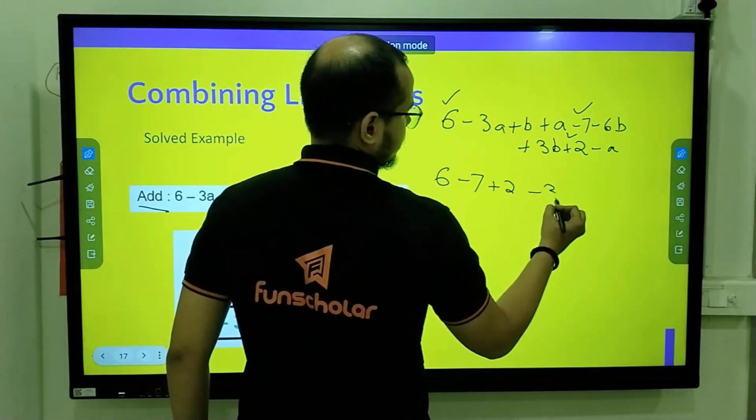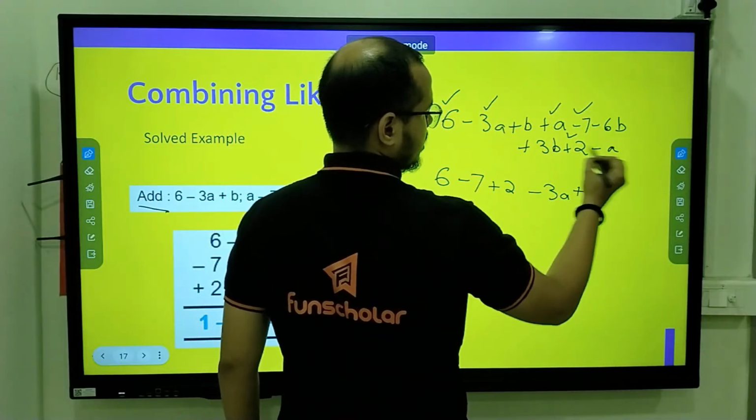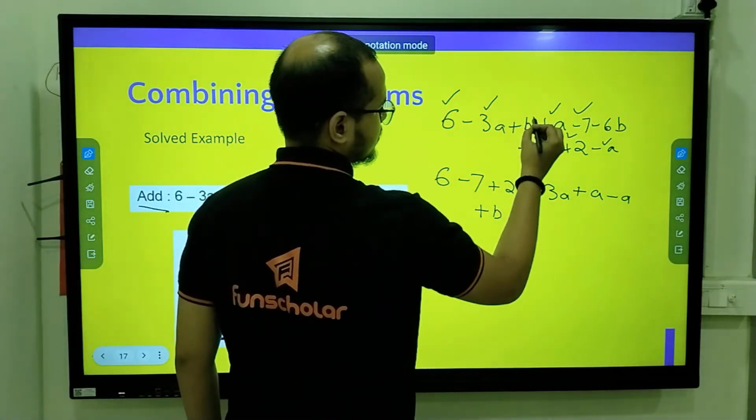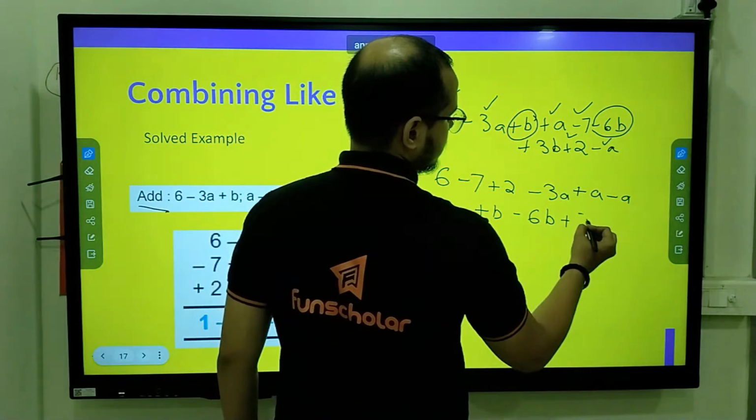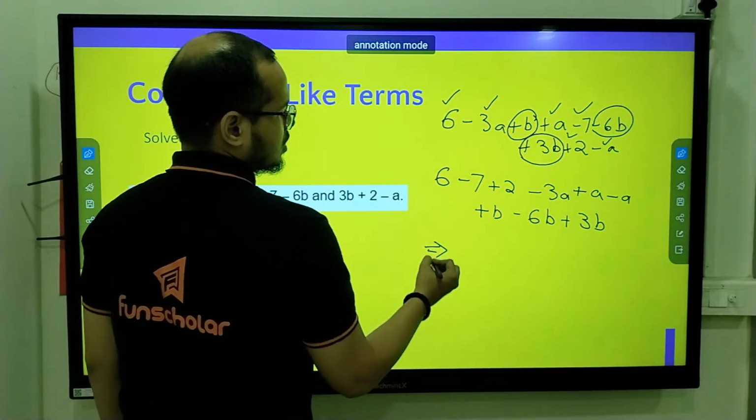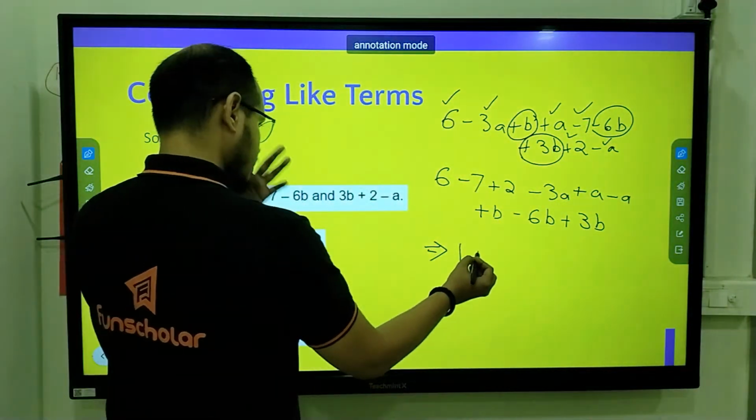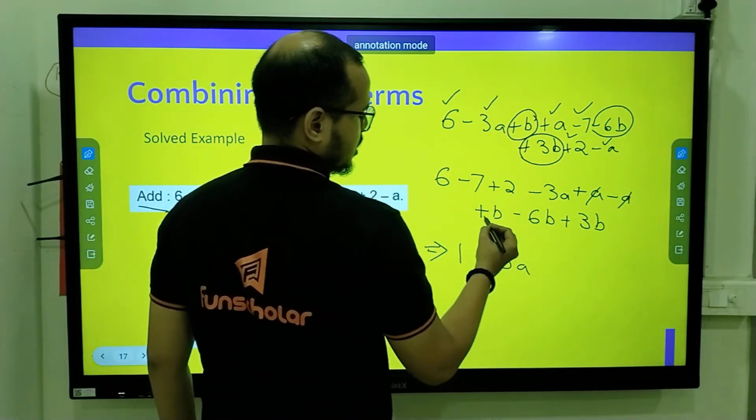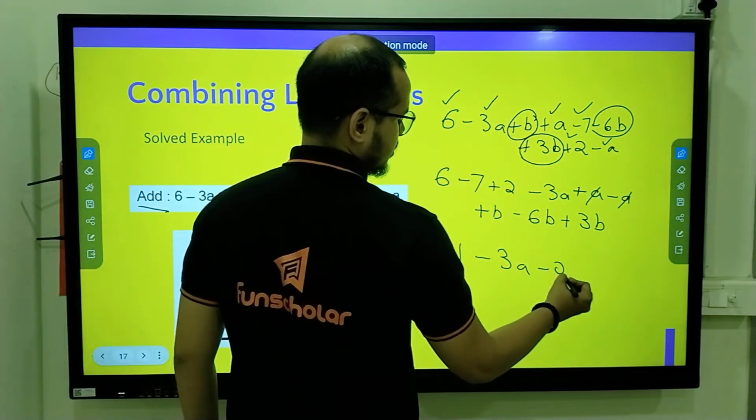Next we have -3a. We'll be taking all the a terms: -3a plus a, then minus a. Then it's time for the b terms: plus b, this is done, then -6b, then plus 3b. Now let's calculate this. 6 plus 2 is 8, 8 minus 7 is 1. Then plus a cancels out, leaving -3a. Then plus b plus 3b is 4b, minus 6b is -2b.